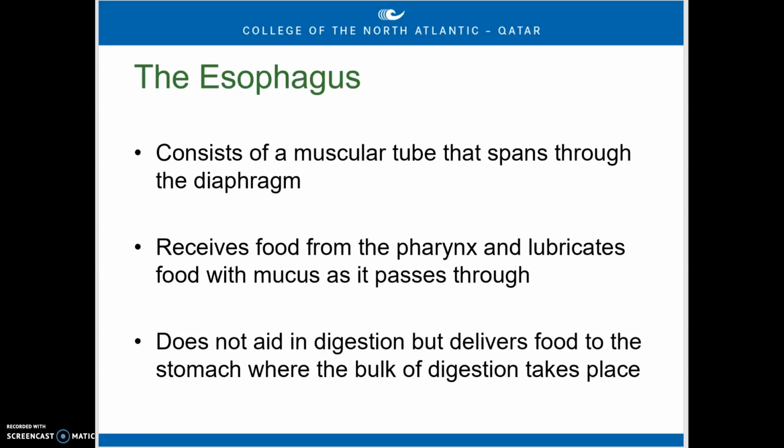The next tube there is the esophagus, and it's a muscular tube that goes through the diaphragm, from the pharynx through the diaphragm into the abdominal cavity. So once you swallow, the food comes from the pharynx. It's lubricated with the saliva that you had in your mouth when you were chewing, and it passes through the esophagus through those rhythmic contractions that we call peristalsis. Now, the esophagus doesn't aid in digestion at all, but it does take the food from the pharynx to the stomach, and that's where we're going to get our digestion starting to take place.